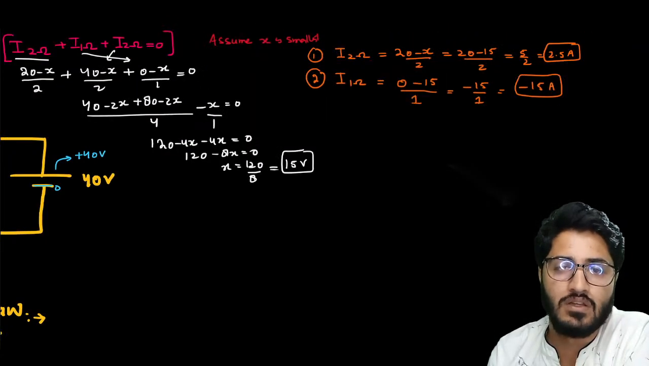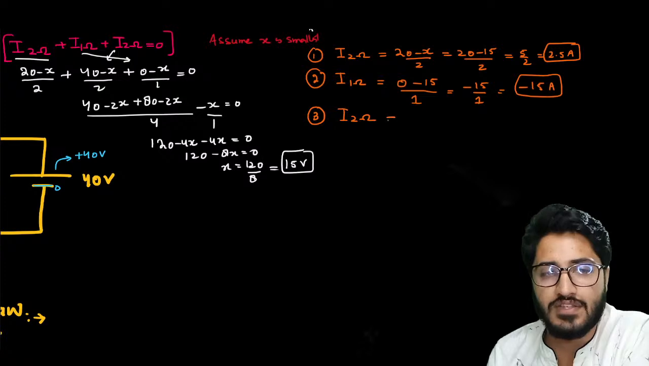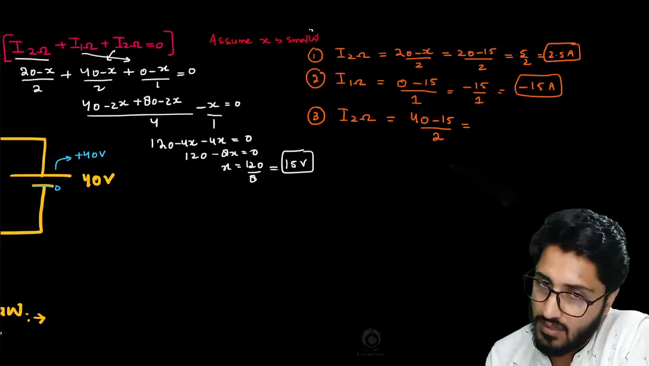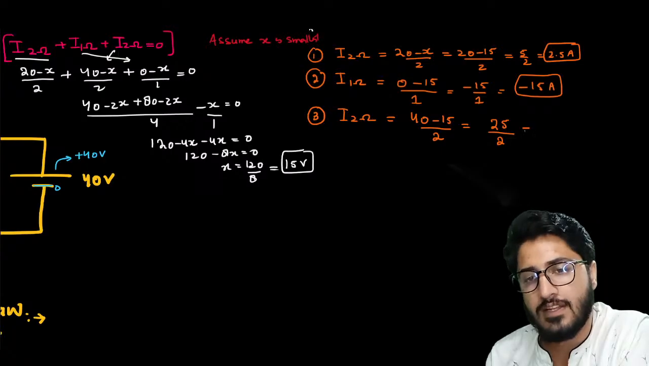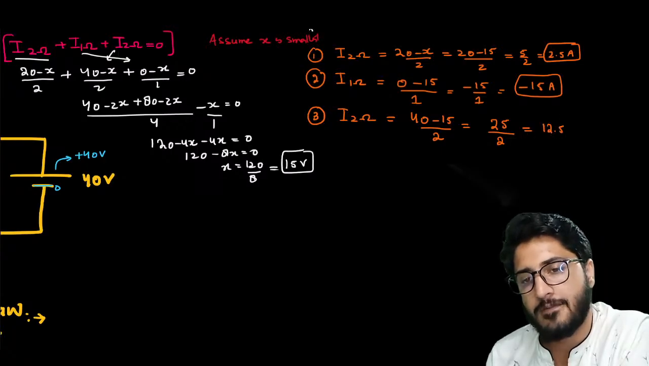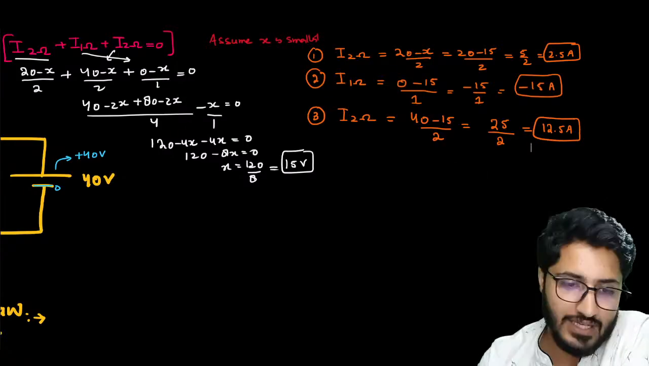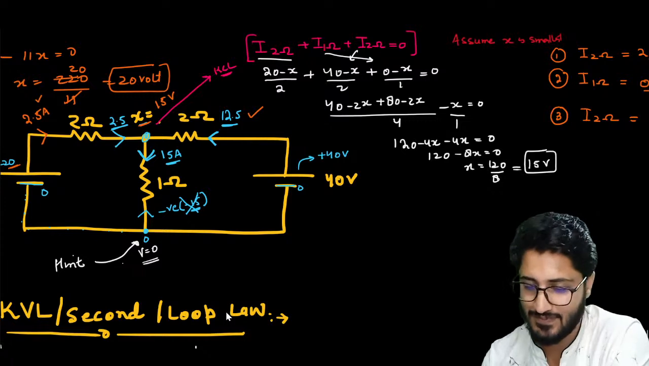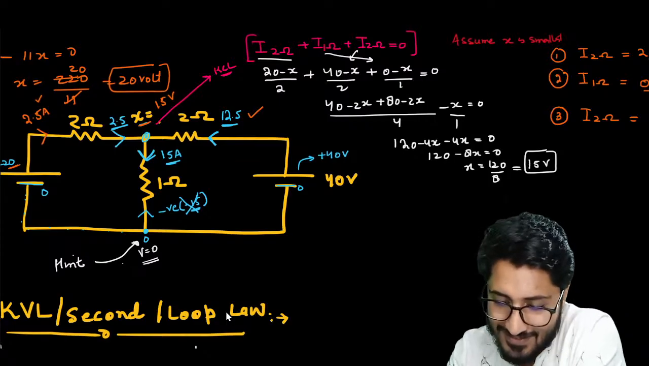Third one is the current through the second 2 ohm resistor. It is 40 minus X. What is X? X is 15 by 2. 25 by 2, it will be 12.5 ampere. And it is positive. So yes, its direction is correct. It is correct, right? Yes, 12.5. This is how we need to get our answer.